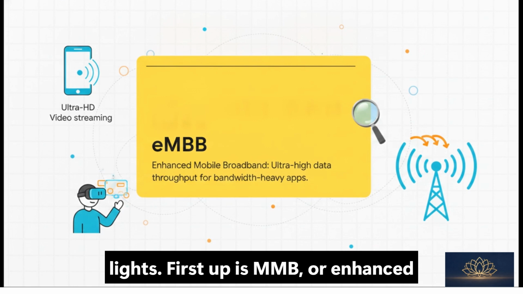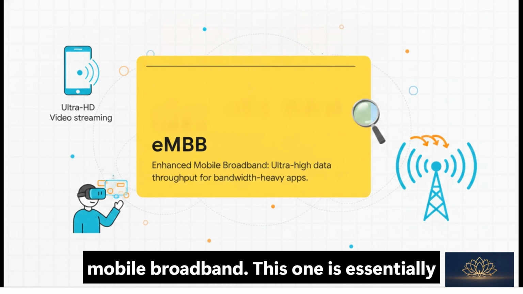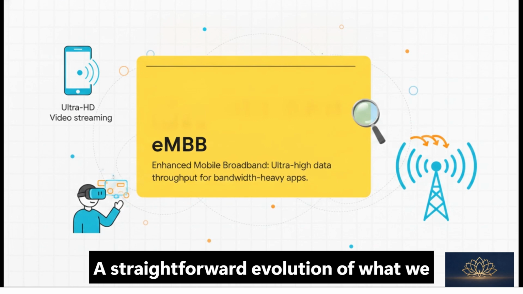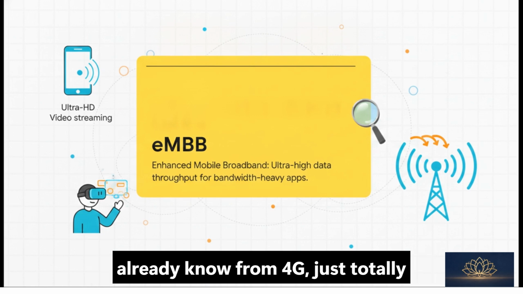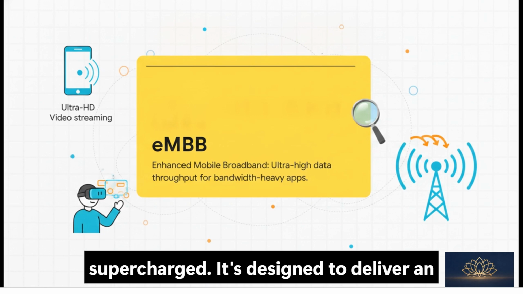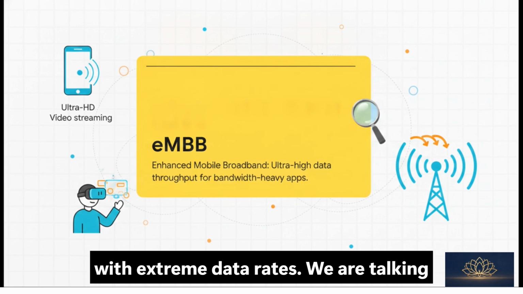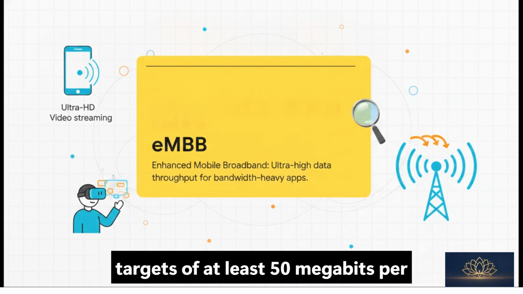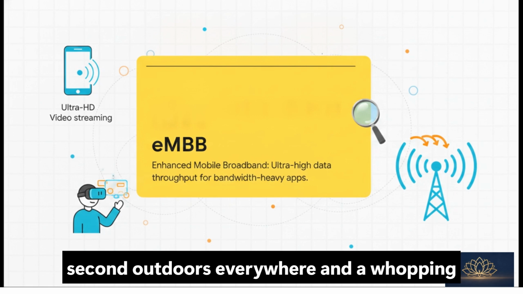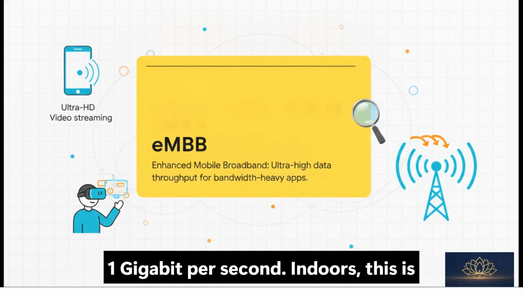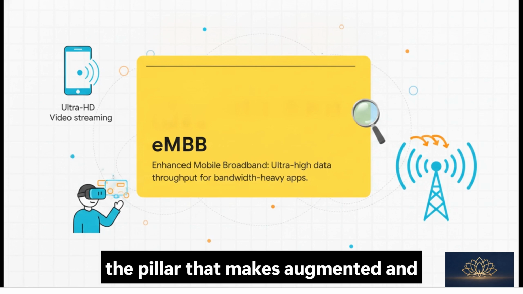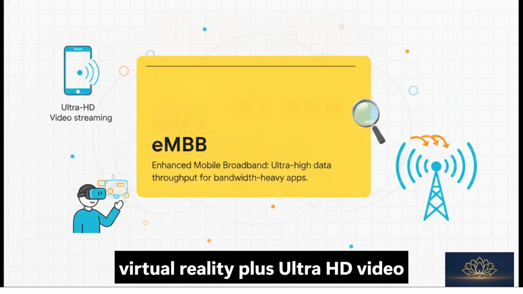First up is eMBB, or Enhanced Mobile Broadband. This one is essentially a straightforward evolution of what we already know from 4G, just totally supercharged. It's designed to deliver an increasingly seamless user experience with extreme data rates. We are talking targets of at least 50 megabits per second outdoors everywhere, and a whopping 1 gigabit per second indoors. This is the pillar that makes augmented and virtual reality plus Ultra HD video streaming completely seamless.